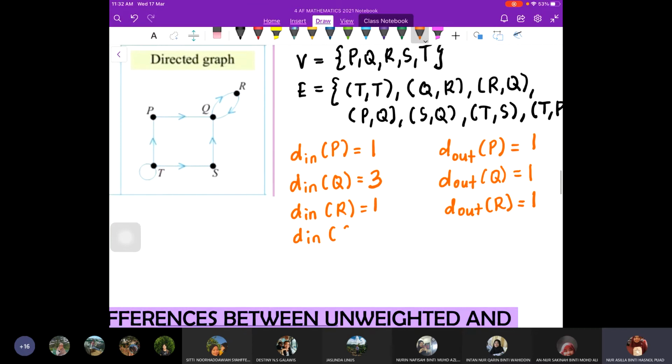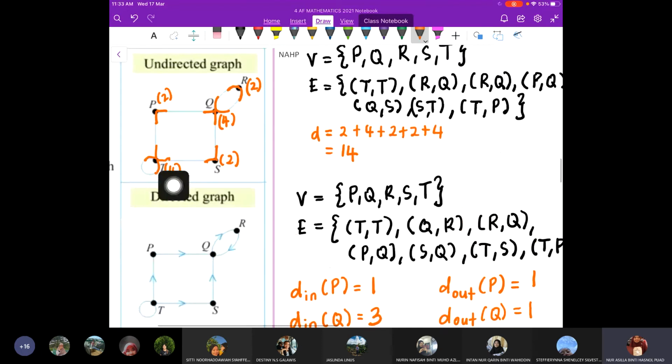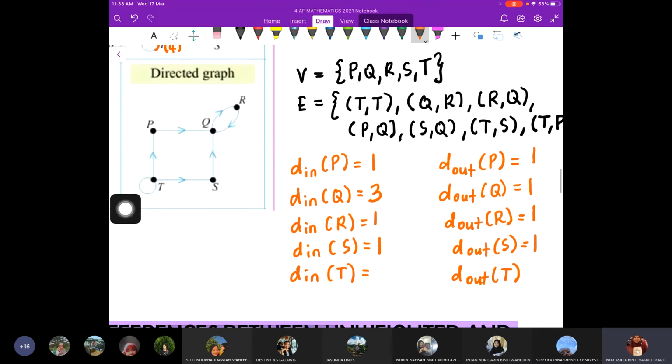Okay, so D in S. D out S. Okay, we call Stephorina. D in S is 1. D out S is 1. Okay, good. So now last we look at T. Okay, T has total edges, we look at the top. T has 4, so there must be 4.